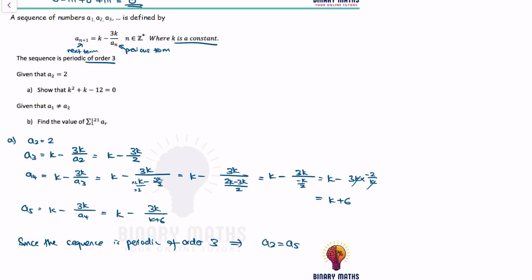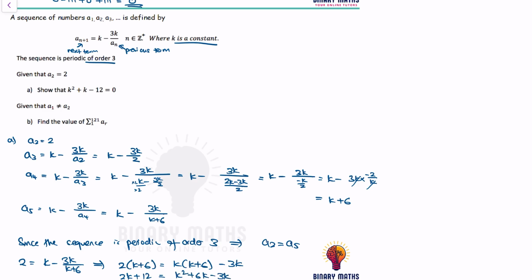So that means 2 must be equal to k minus 3k over k plus 6. Okay, so we need to obviously simplify this. If I multiply through by k plus 6, I get 2 times k plus 6 is equal to k times k plus 6 minus 3k, which means I end up getting 2k plus 12 is equal to k squared plus 6k minus 3k.